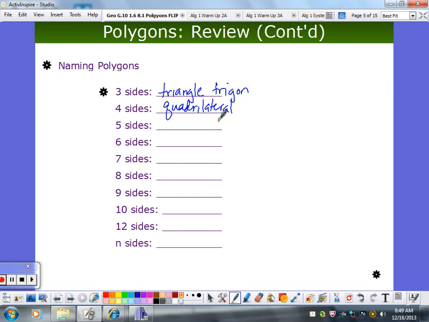Five sides. Yeah, what's that, Rochelle? Pentagon. These are the easy ones. Six sides. Yes. Hexagon. Seven. Yes. Heptagon. Eight sides. Yes. Octagon.